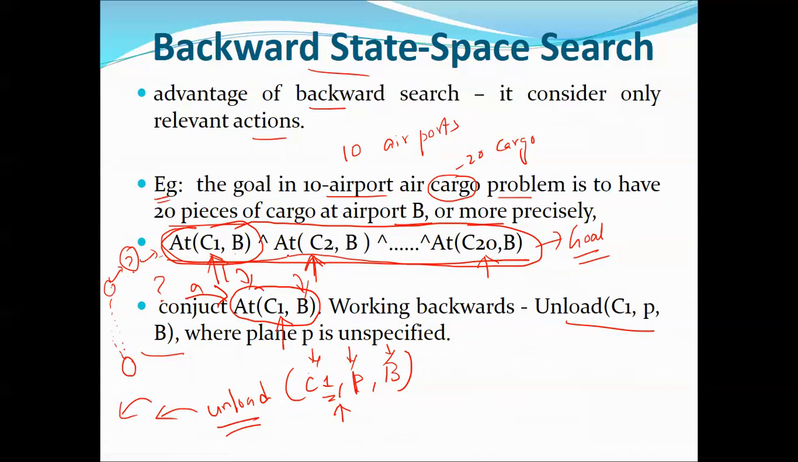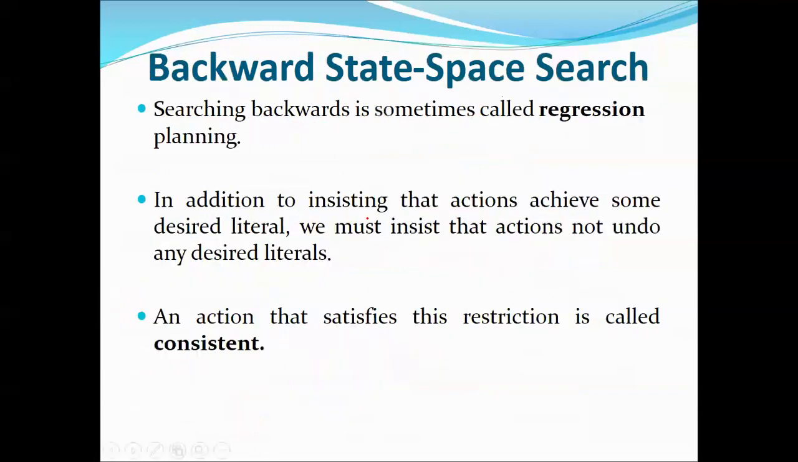So like that, it should be repeated for all the sub goals. This is how backward state space search works. Backward state space search is also called regression planning, because we are moving from the conclusion to the initial state.